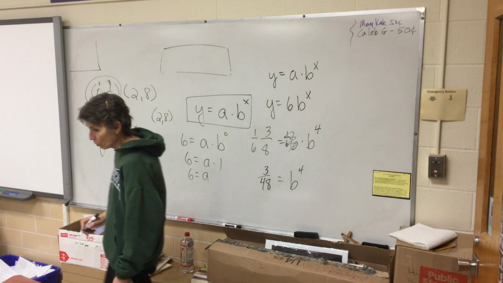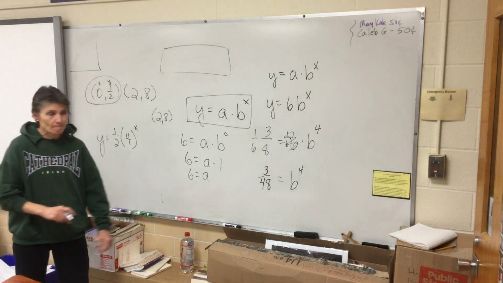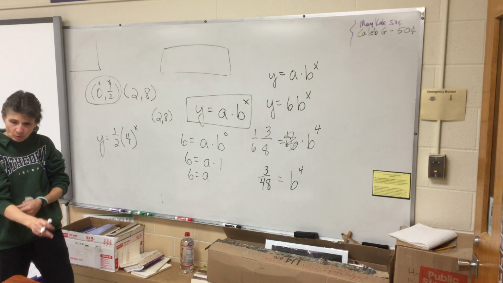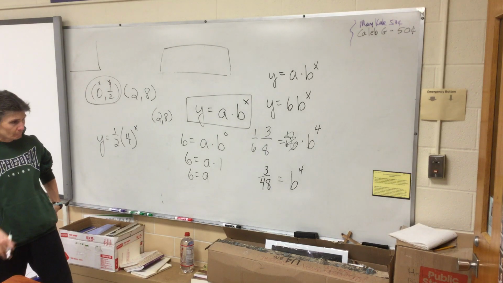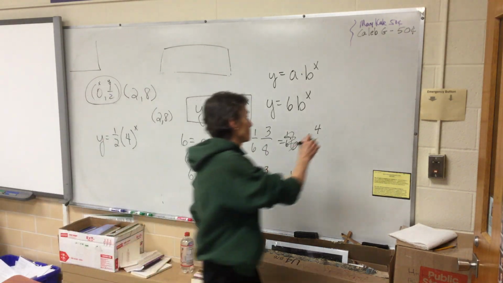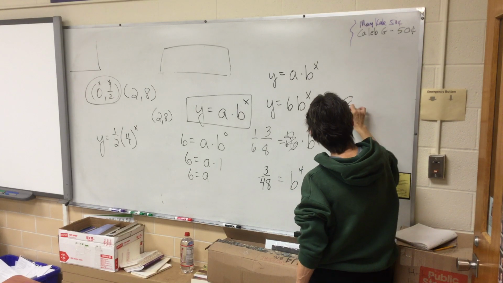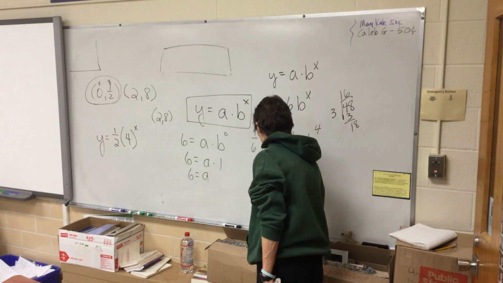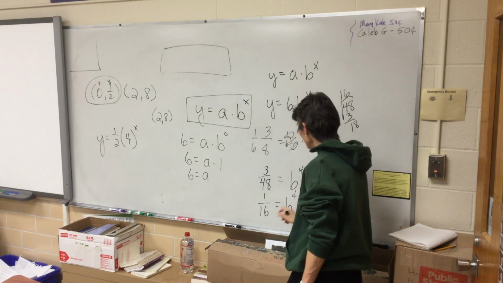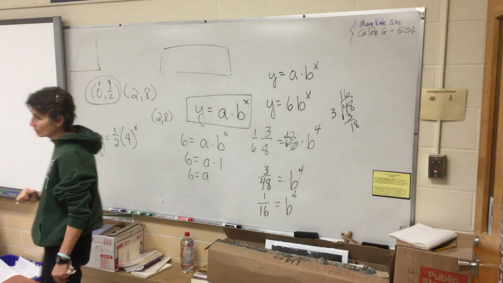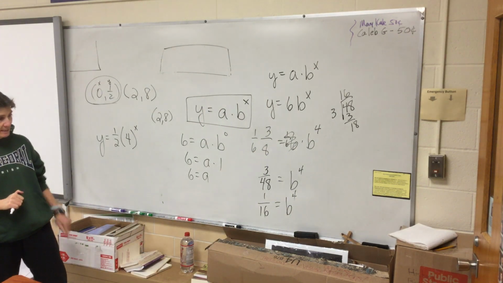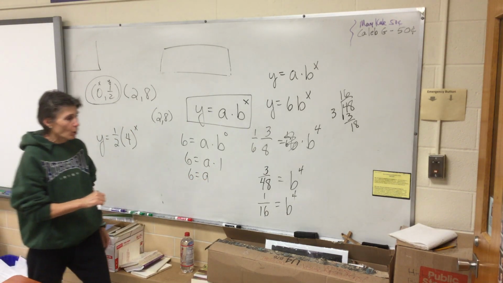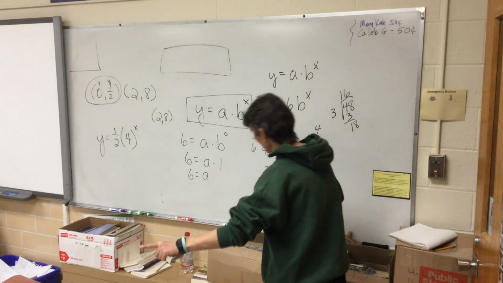Does 3 over 48 reduce at all? In other words, does 3 go into 48? No. I think it does. Is it 12? 16. 16. So 1/16 equals b to the fourth. Make sure when you reduce 3 over 48 that you make it 1 over 16. You multiply it by 4 now? I don't multiply by 4. What I do, I use the 4 though, you're on the right track.